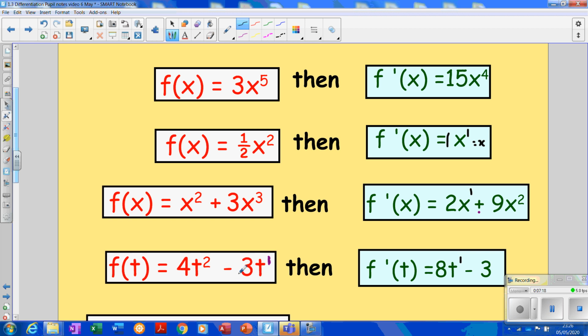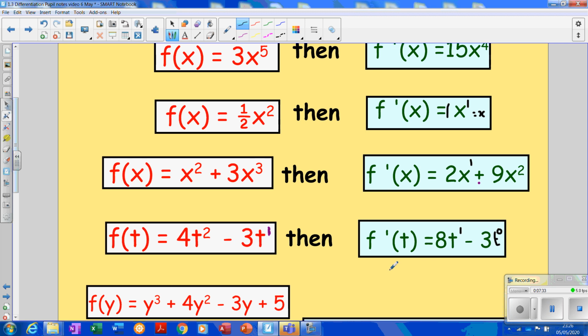Now this one here, I've got minus 3t to the power of 1, multiply by the power of 1, so 1 times minus 3 is minus 3, and that's t to the power of 0, so I've got minus 3t to the power of 0. Now, do you remember what anything to the power of 0 is?